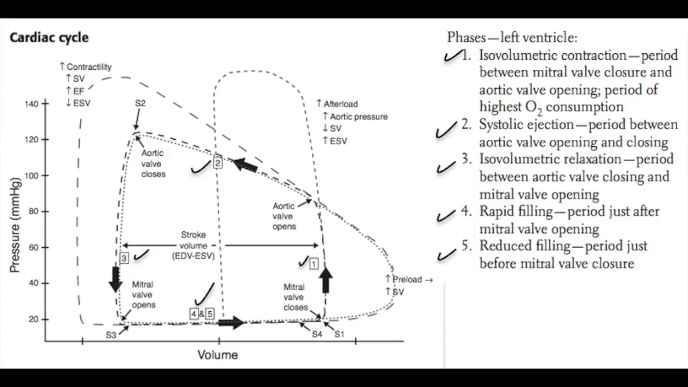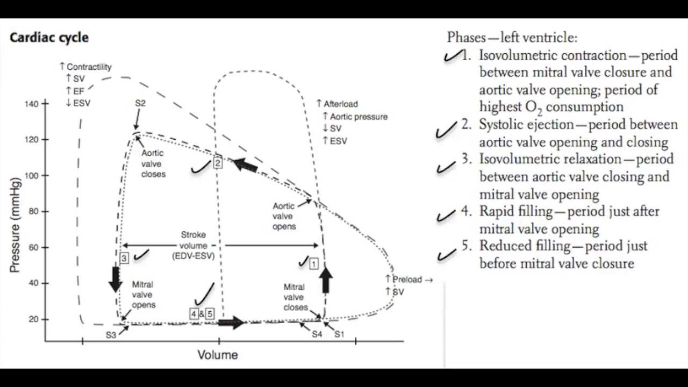From these diagrams, you can calculate stroke volume by taking the end diastolic volume, which is during phase 1, and subtracting out the end systolic volume, which is phase 3. You can also see from this diagram changes that occur and how they affect the different volumes in the heart. On the right side of the diagram, you can see that by increasing preload and by shifting phase 1 to the right, you increase stroke volume. This is also known as the Frank-Starling mechanism, as we mentioned before.